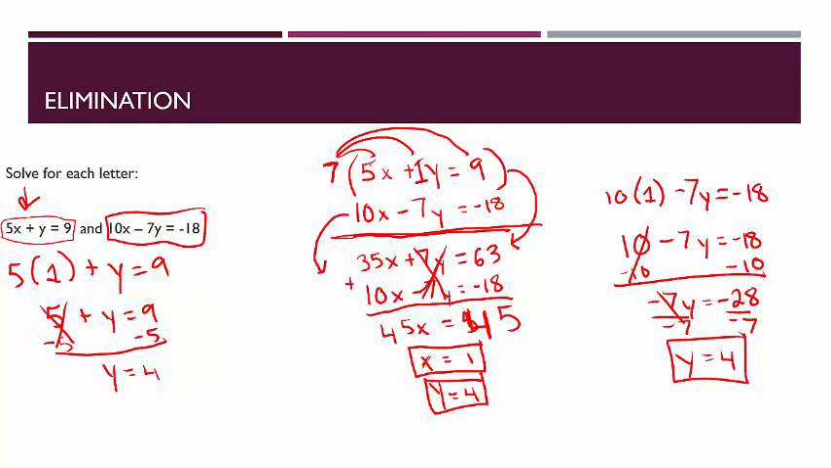So I could choose to make 5 look like negative 10 because that would be opposite of this. I could choose to make 10 look like negative 5 if I wanted, but instead we chose to make 1y become 7y.